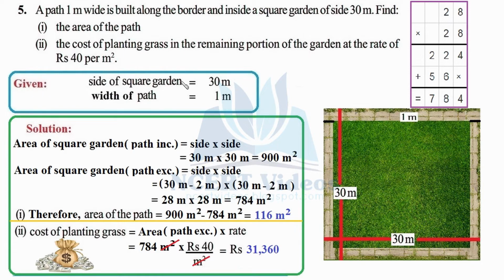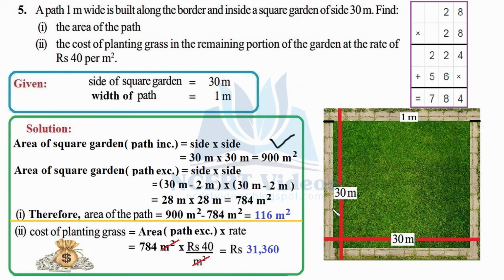First write the given part: side of the square garden is 30 meter, width of path is 1 meter. So first find area of square garden including path. It is very easy, it is given to us as 30 into 30. So that is 900 meters square. 3 threes are 9, 2 zeros attached to it. So 900 meters square.